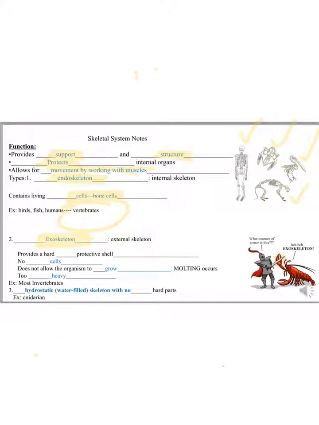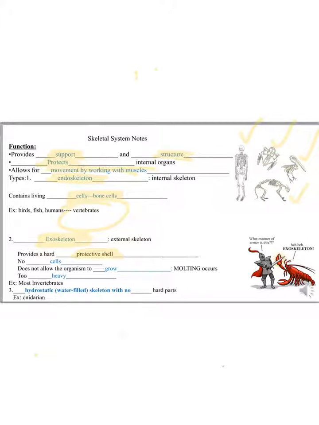That external skeleton provides a hard protective shell for that invertebrate that has it. And we talked about arthropods being the major type of invertebrate that has an exoskeleton. So exoskeletons are different from endoskeletons in that exoskeletons are outside of the animal's body, endoskeletons are inside.